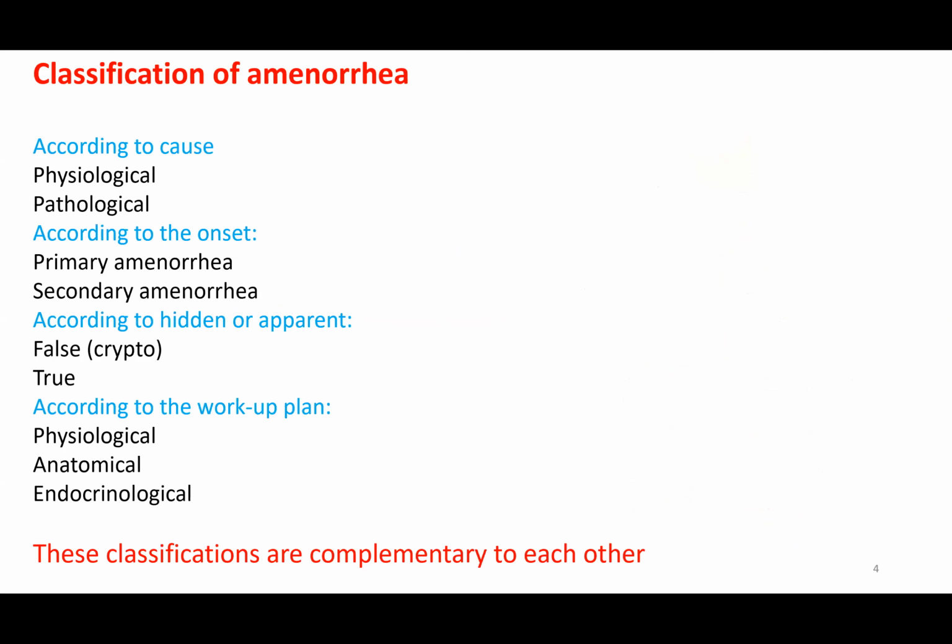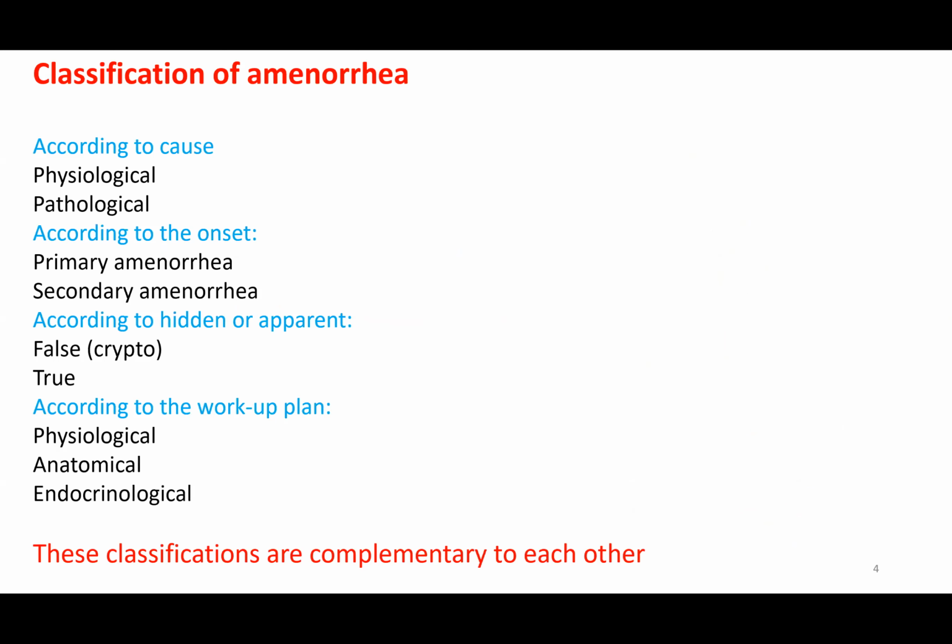It is classified according to the cause as physiological or pathological. Physiological, for example, pregnancy. Pathological due to any of the disorders that will be mentioned in the upcoming slides. Or the amenorrhea could be classified as primary amenorrhea, where the patient hasn't had cycles, or secondary amenorrhea, where the patient has had previous cycles and then they stopped for more than 6 months.